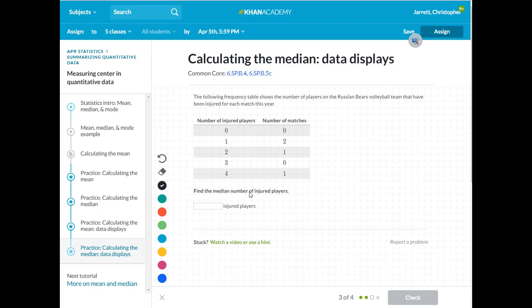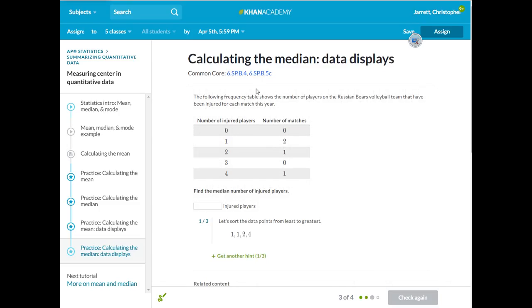Now we're going to find the median of injured players. But this time, you can see that there is a frequency of injuries. So the following frequency table shows the number of players on the Russian Bears volleyball team that have been injured for each match this year. So we're looking for the median number of injured players. So in every match, here's the number of players that were injured.